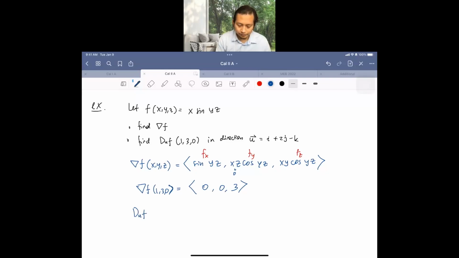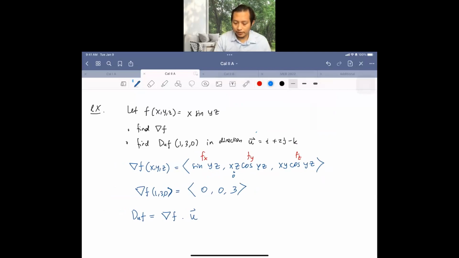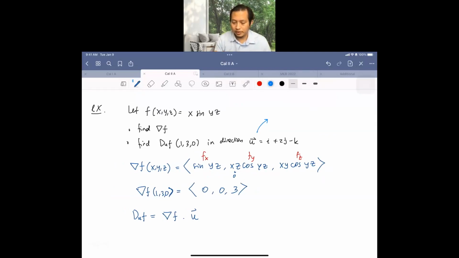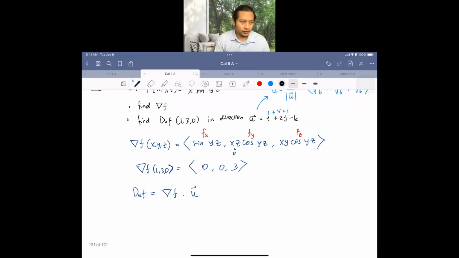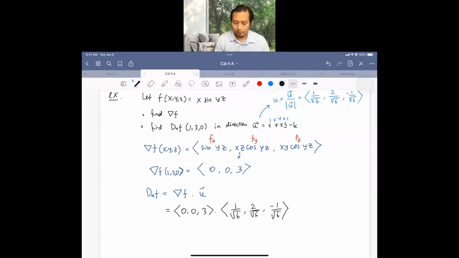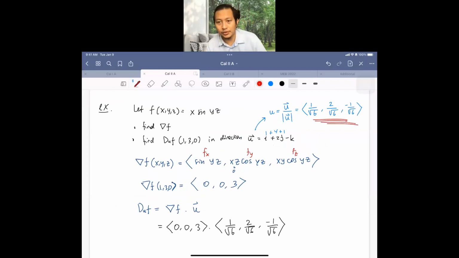Now the directional derivative will be the gradient vector dot product with the unit vector u. Maybe before the whole process, we can determine the unit vector. We have 1 plus 4 plus 1, so it should be 6. So (1 over square root of 6, 2 over square root of 6, minus 1 over square root of 6) will be the unit vector. Now we are going to take the gradient vector (0, 0, 3) dot product with the unit vector. So don't forget to make it into a unit vector.